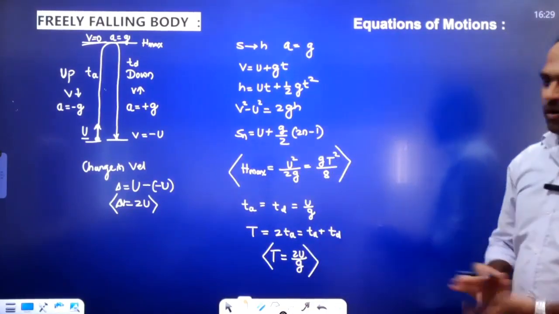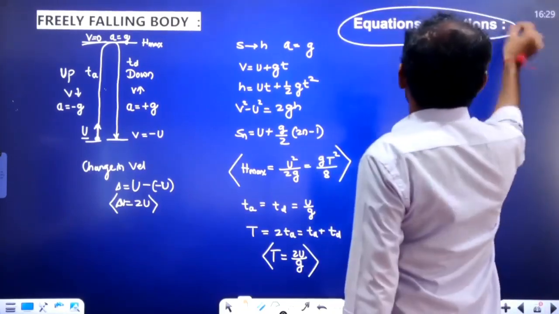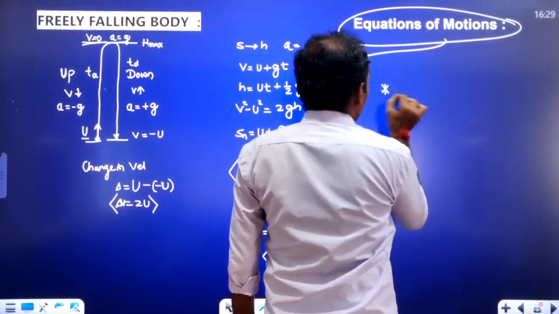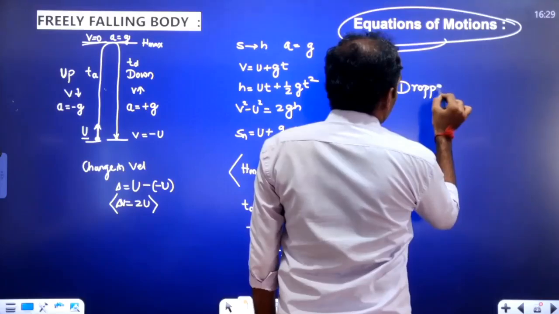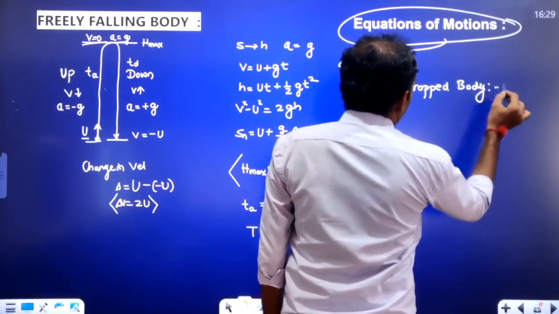Okay, so we got to know about time of flight. Next, these are the equations of motion that we have written. Next, we'll take a drop down body. Drop down body means what? It means a body which has been released from a certain height.